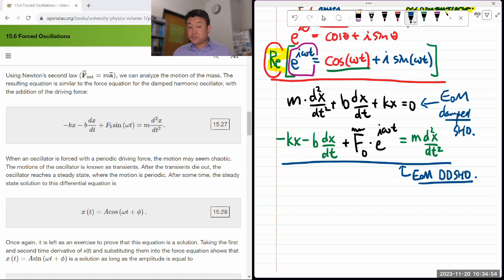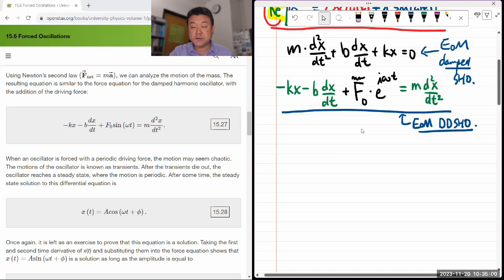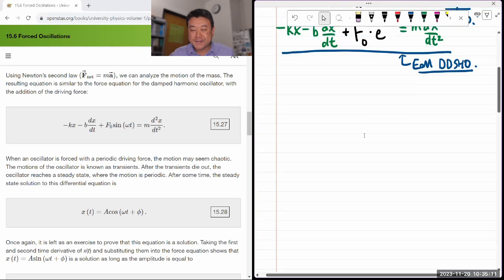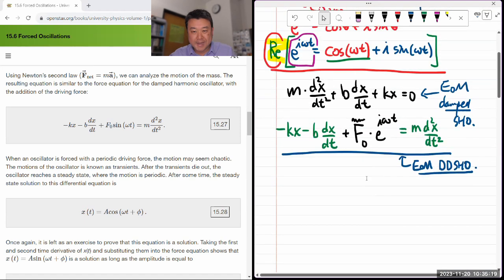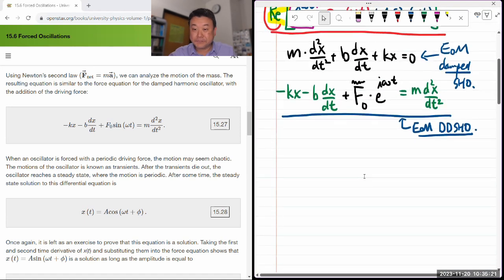So we're going to do the same thing that we did last time. Last time, when we were doing the damped simple harmonic oscillator, I gave you the physicist's guess to every differential equation, which doesn't always work, but it works often enough that it should be your first guess. Let me scroll down and get it. This was the physicist's guess to differential equations, and I see no reason to change it. So it's going to be my same guess this time again.